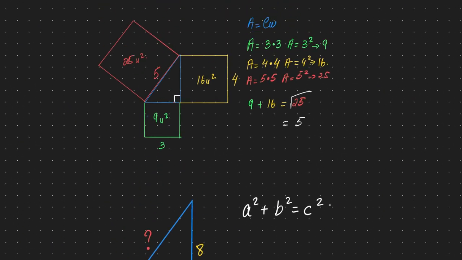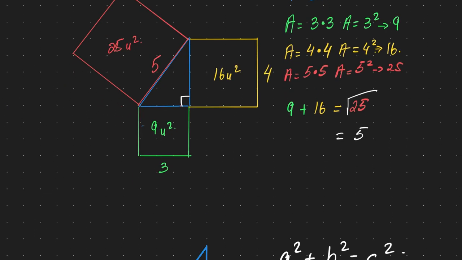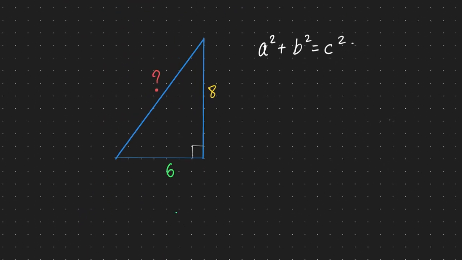If we square each side, we're basically creating virtual squares on each side. And basically, the two short sides added together should equal the surface area of the long side. And we know if we find the surface area of any square, then we can square root that number and find the actual side length. Let's go ahead and find the side length of this triangle.